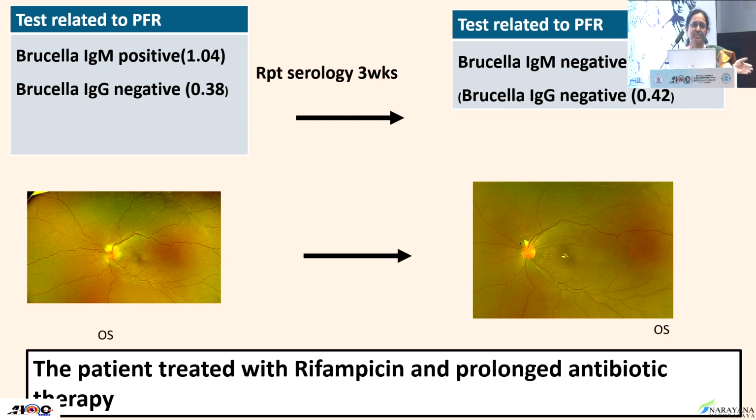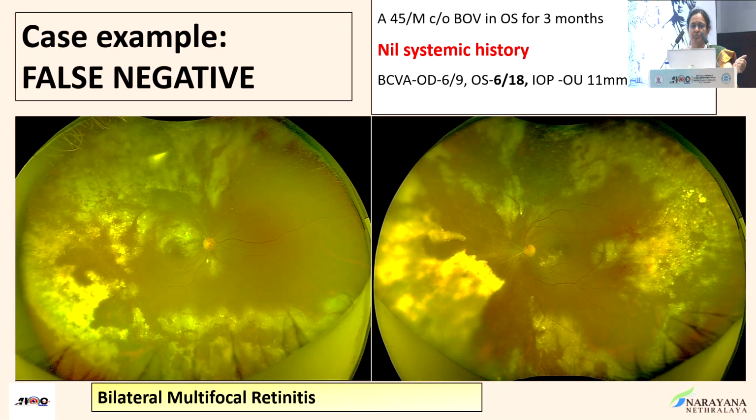So it was a false positive in this case, and the patient did not respond to doxycycline alone, so we had to put the patient on rifampicin. She continued doxycycline, rifampicin, and systemic steroids for a prolonged duration of 2 months. Subsequently, the retinitis lesion resolved in her case.